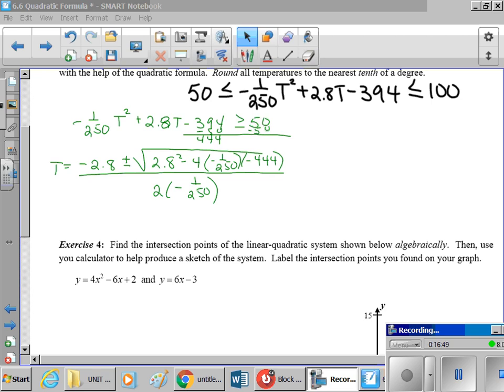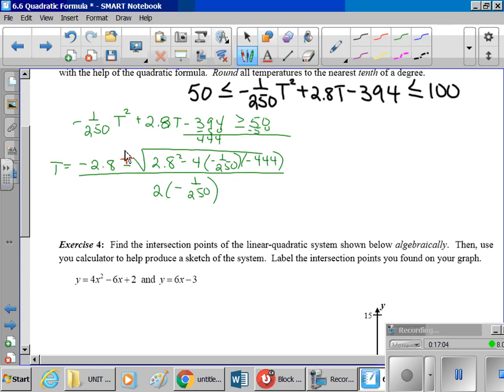Okay, now I know this looks a little nasty, but the beautiful thing is because it's telling us to round all temperatures to the nearest tenth, we don't have anything to simplify here. We're going to put this whole thing into our calculator. So the first thing I'm going to do is do the whole thing with a plus sign here. And then I'm going to go back, pull it down again, and change the plus to a minus. And I'm going to get my two answers.